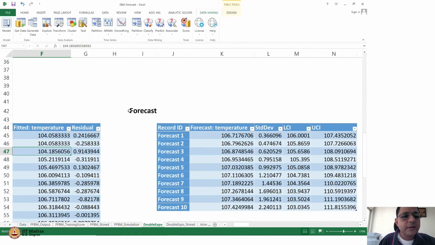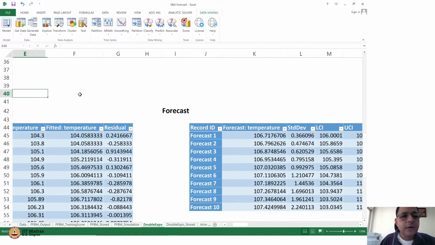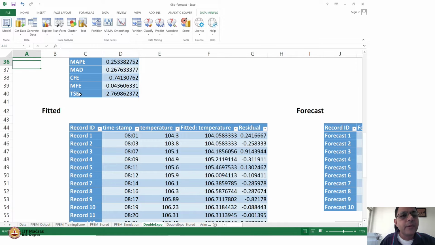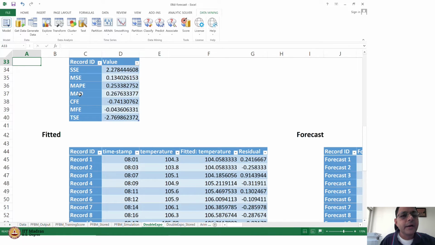Right. How good are these numbers? How good is this model? How good is this double exponential model? Well, the Excel add-in also prints the performance indicators. We know most of these performance indicators, right? SSE is sum of squared errors, MSE is mean sum of squared errors, MAD is mean absolute deviation. All those indicators are printed for us to decide whether we think this is a good model or not.